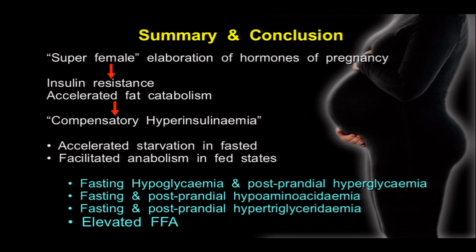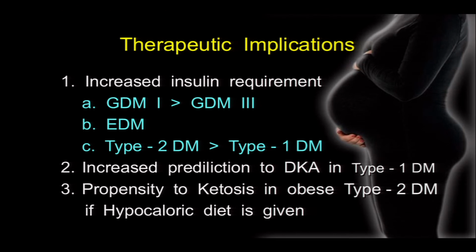So, as far as carbohydrate metabolism is concerned, you have fasting hypoglycemia and postprandial hyperglycemia, fasting and postprandial hypoaminoacidemia, fasting and postprandial hypertriglyceridemia, and elevated free fatty acid levels. Now, the therapeutic implications of this: you have increased insulin requirement. 1st trimester GDM requires more than 3rd trimester GDM. EDM requires more compared to the pre-pregnancy state. Type 2 diabetes requires more than type 1 diabetes. And there is an increased predilection to diabetic ketoacidosis in type 1 diabetes and propensity to ketosis in obese type 2 diabetes if a hypocaloric diet is given.